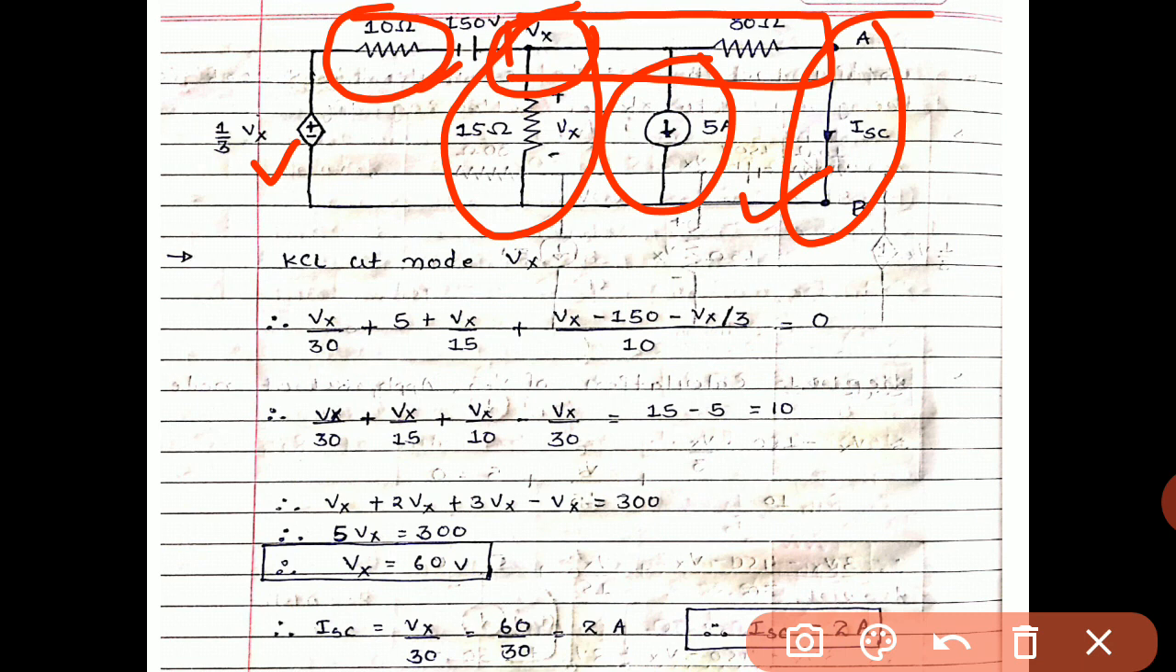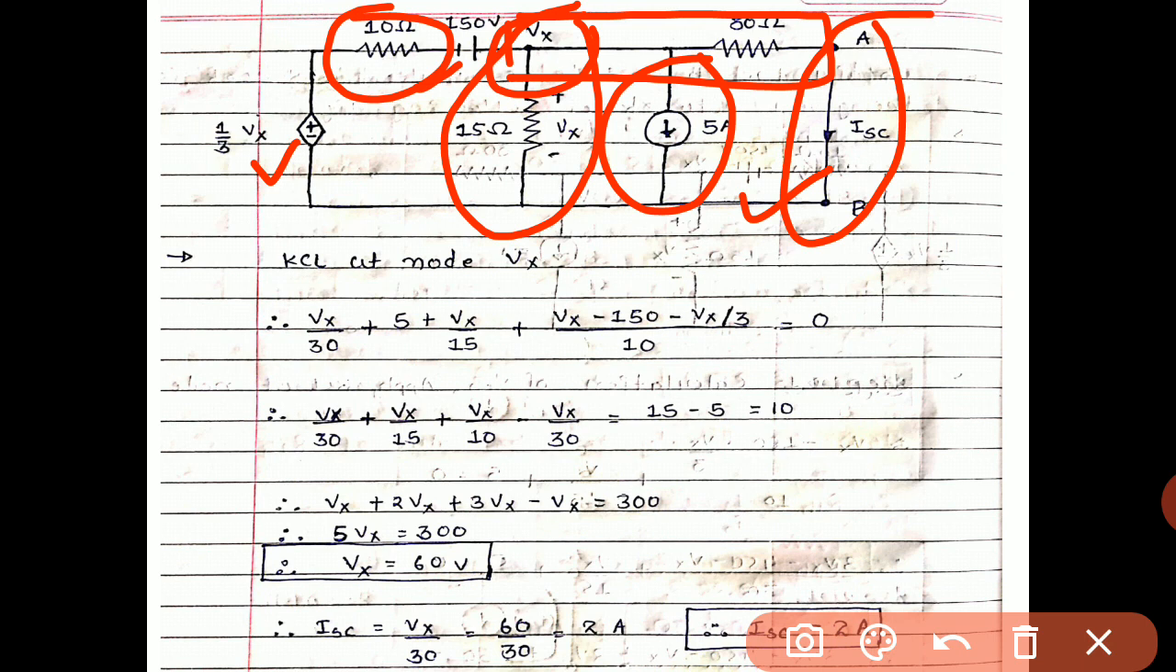So Vx divided by 30 plus Vx divided by 15 plus Vx divided by 10 minus Vx divided by 30 equals 15 minus 5 equals 10. By further simplification, we get the value of Vx. So Vx equals 60 volt.